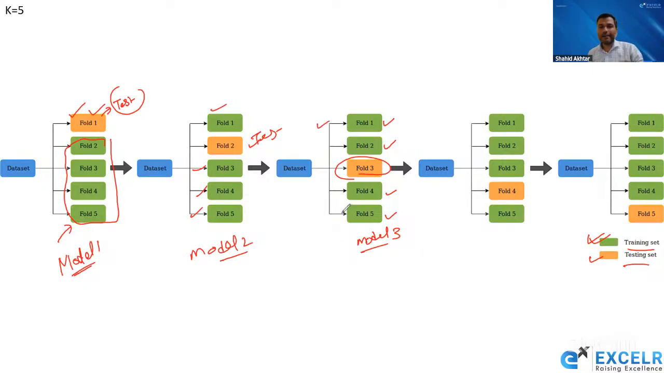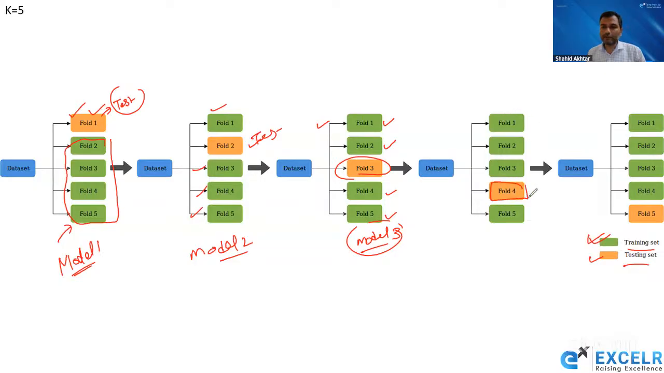So when you are training on these folds and testing on fold 3, you will get a different model. Different model, different accuracy and different parameters. All the things will be different. Now what will you do?